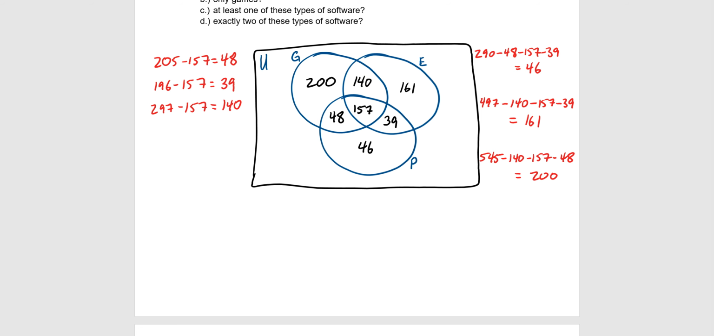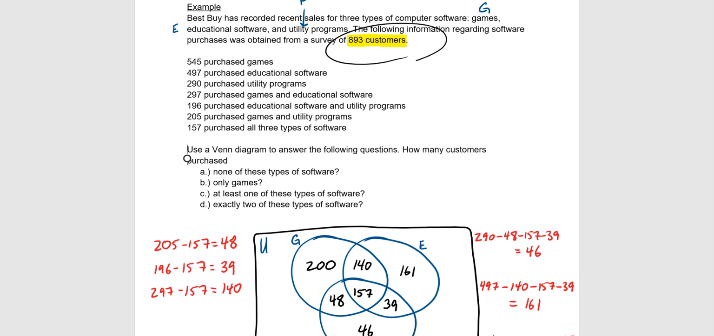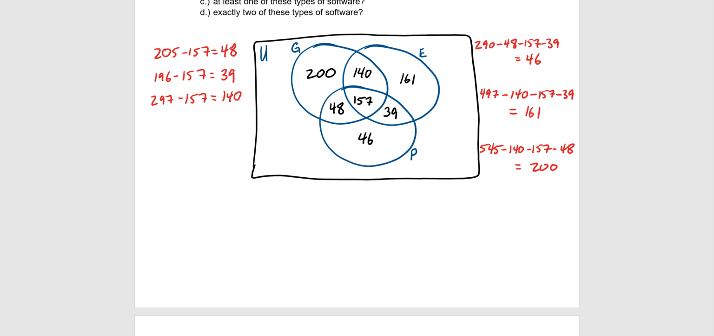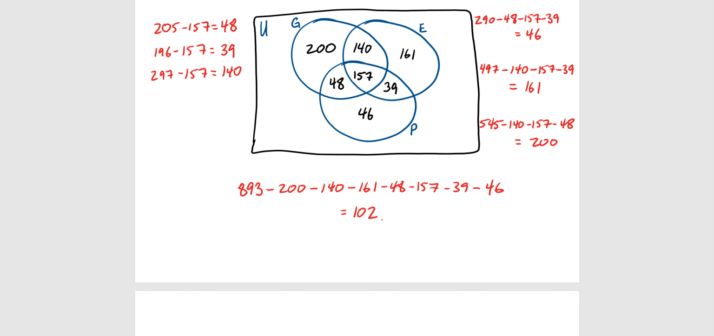Okay, and then the last step is to figure out what goes outside here, and that's the step to make sure we don't forget. It's easy to forget that one. To do that, we need the total number of customers, which is 893. To find that, we need to do 893 minus everything inside of these circles. I'll pause it and go ahead and just write these all down real quick. So we get a value of 102. I'm going to put this right here. That means 102 people purchased neither a game, educational software, or utility programs.